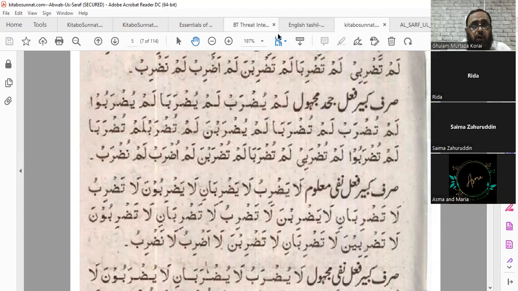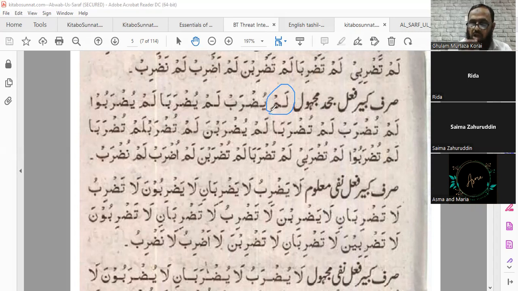Now, first of all, lam definitely enters into fi'lul mudari. Where does it enter? Fi'l mudari. Okay. Whenever lam enters into fi'l mudari, two changes take place. Number one, it makes the fi'l mudari majzoom. What does it make it? There comes jazm. The first change, it makes fi'lul mudari majzoom. Jazm comes on the last letter of fi'lul mudari. This is the first change.